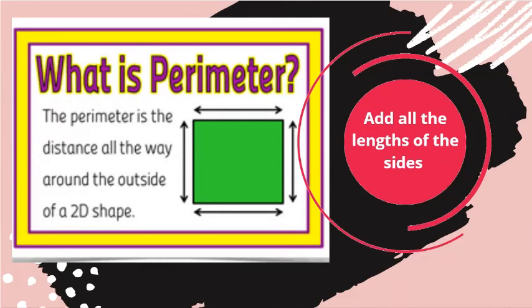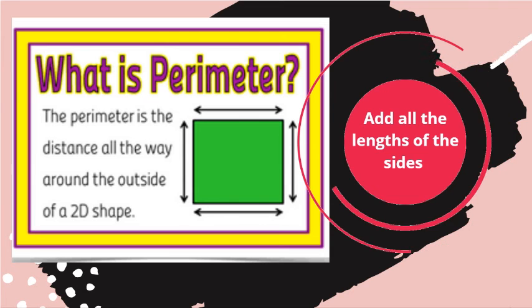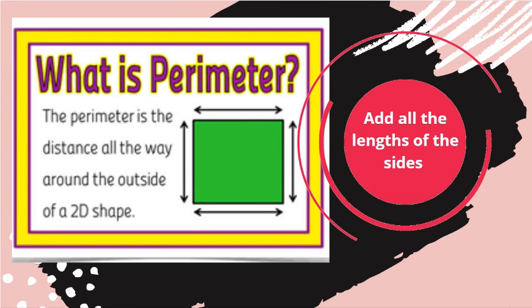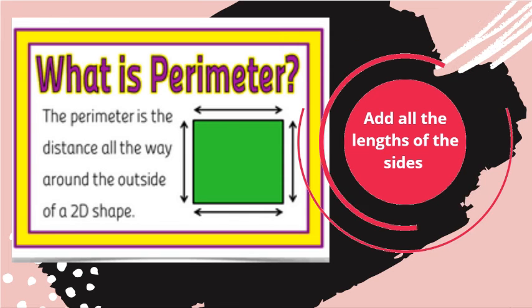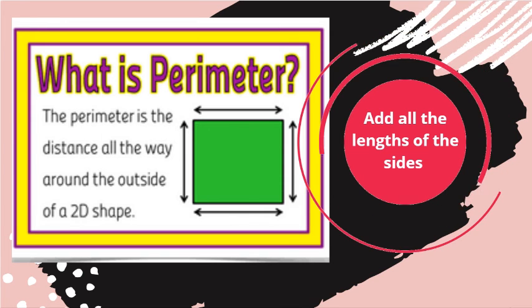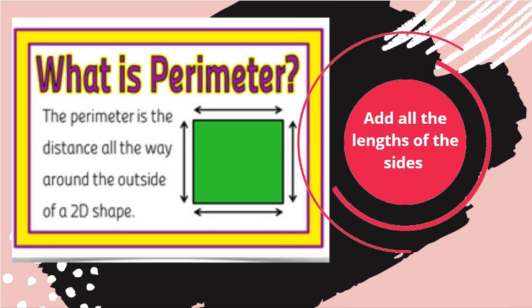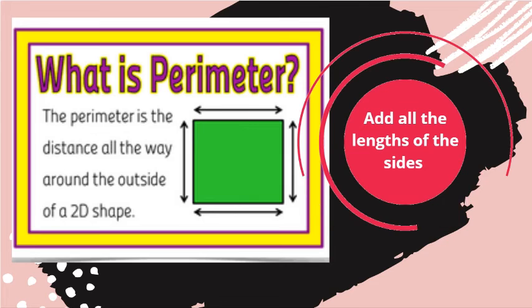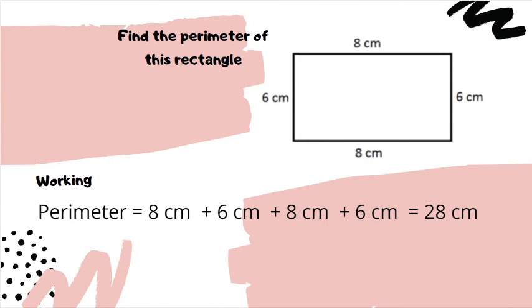Perimeter. Perimeter is the total distance around the edges of a 2D shape. How can we find the perimeter of a shape? For example, we want to find the perimeter of a rectangle, square, or octagon. To find the perimeter, you just need to add all the lengths of their sides. Let's try to look at the example. Find the perimeter of this rectangle. Remember, in finding the perimeter, you just need to add all the lengths of the sides.